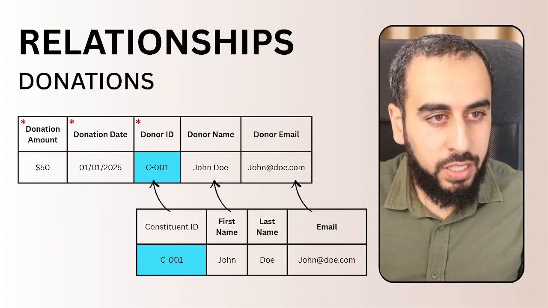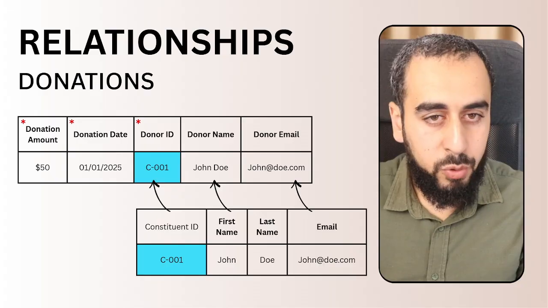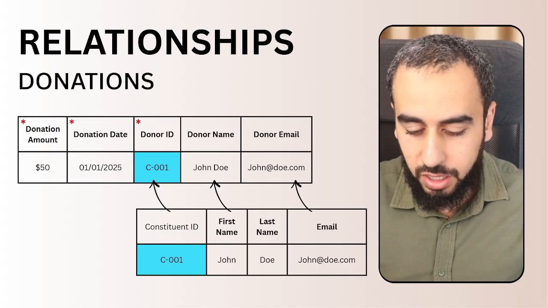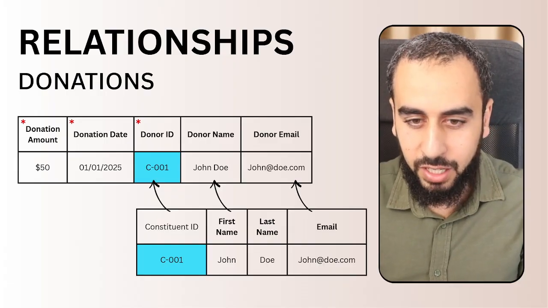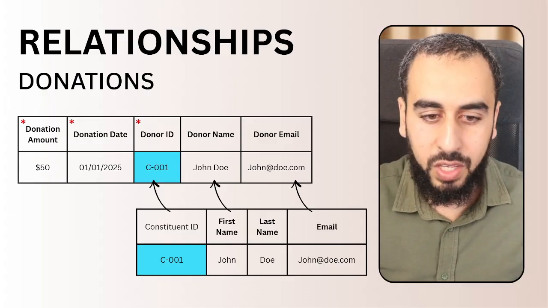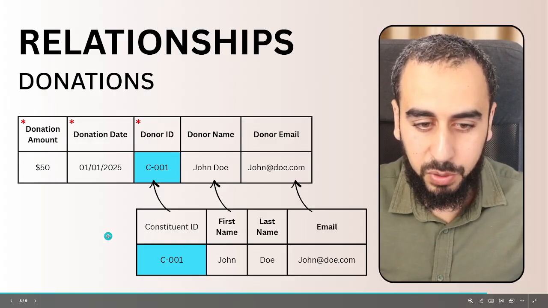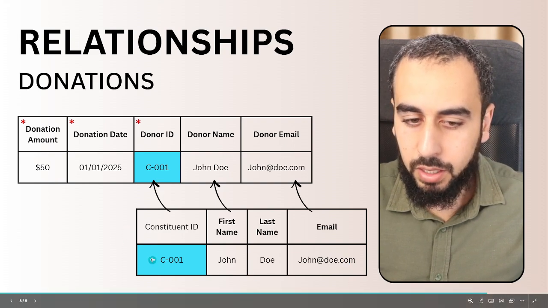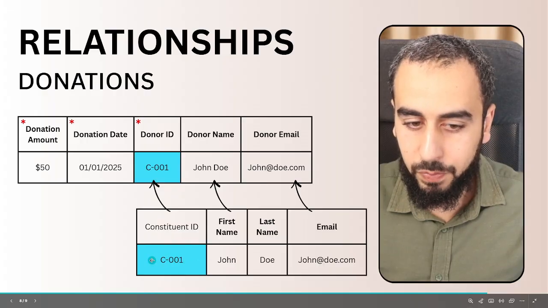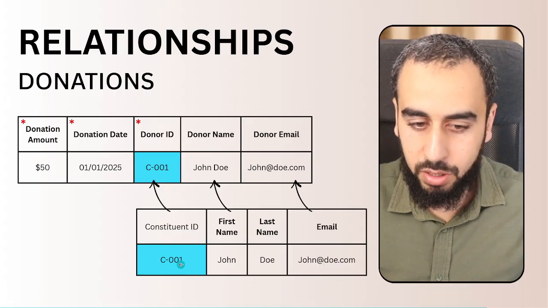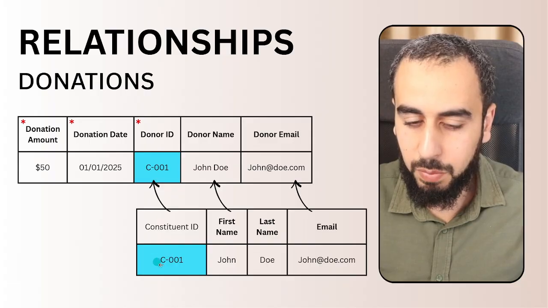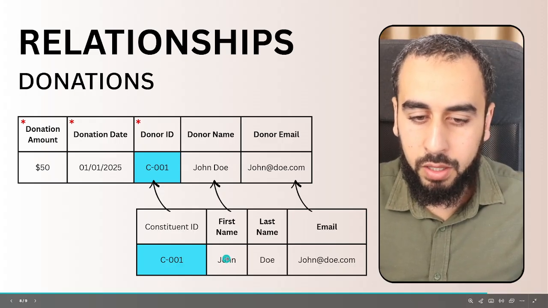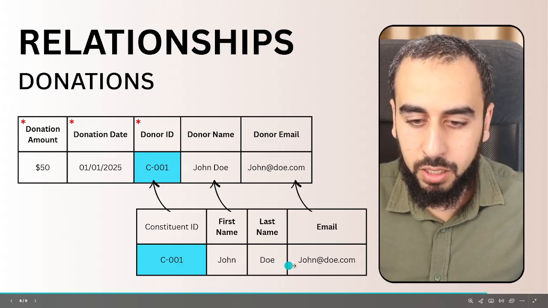All right, let's look at an example for relationships and how relationships work. Relationships are very tied to the idea of having an ID. Let's look at the table down here first. This is the constituents table. We added an ID column. This is the first column. It says C-001. It's up to you how you would like to name it, as long as it auto increments. And then this is the donor's name, first name John, last name Doe, and then the email.